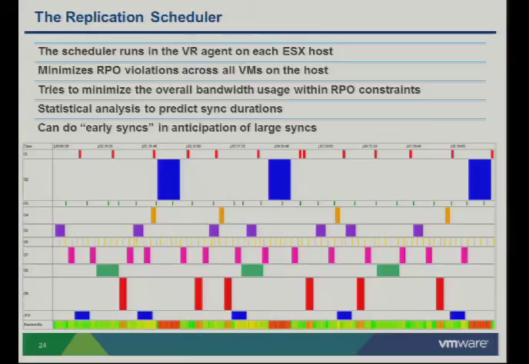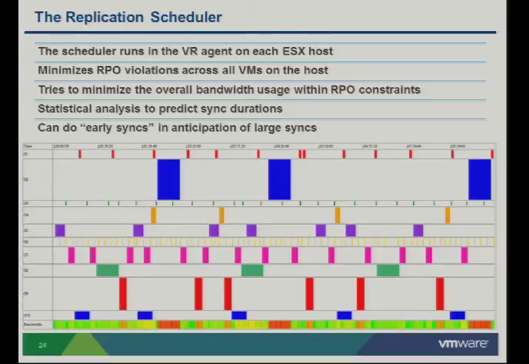And since we know how much data is going to be replicated, we can see that at some point the bandwidth is going to be used, so we can move some of the replications earlier to free up the bandwidth. Even though it means that we will not be replicating at every 15-minute RPO, maybe we'll replicate at 10 minutes, at least we'll be minimizing overall bandwidth used by this host. And as you can see here, some of these replications are moved a little bit earlier, specifically to accommodate large syncs.